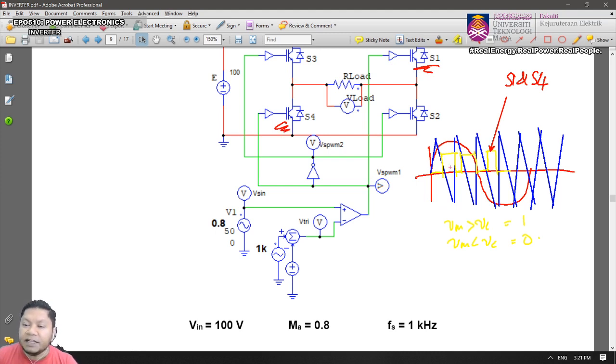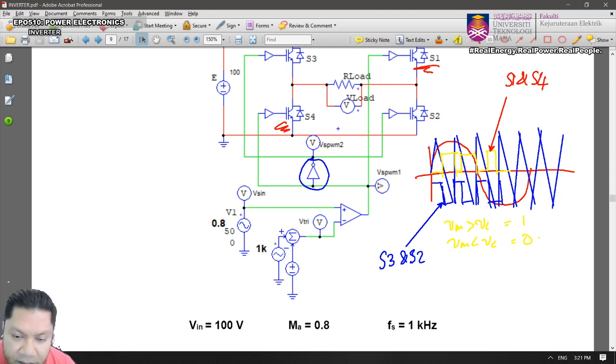Okay, the inverting version, the mirror image of these modulated signals, is what you're going to have here. Whenever this is off, it will be on. Whenever this is on, it will be off, isn't it? So the inverting version of this PWM modulated signal will be supplied to S3 and S2. Look at this, here you have an inverter equivalence.